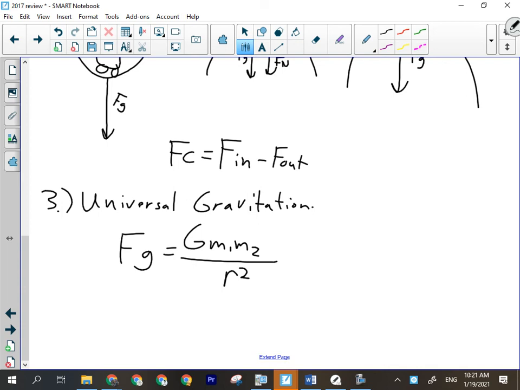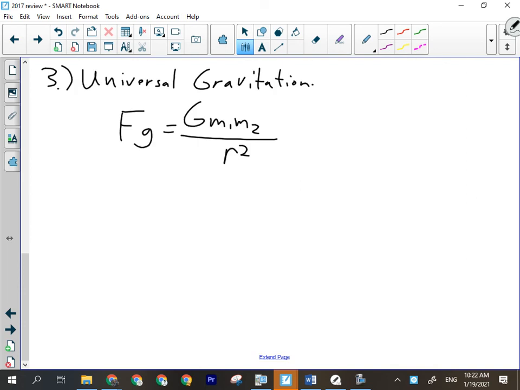What if I double one of the masses? What will happen to FG? It'll become 2 times bigger. Okay, there's no squares up here, right? If I double just one of the masses, I suddenly have twice as much mass. Boom. Now I get twice as much gravity. Everybody with me on that? All right, so that's all you need to know about universal gravitation. Obviously, being able to manipulate that formula in the context of this is important.